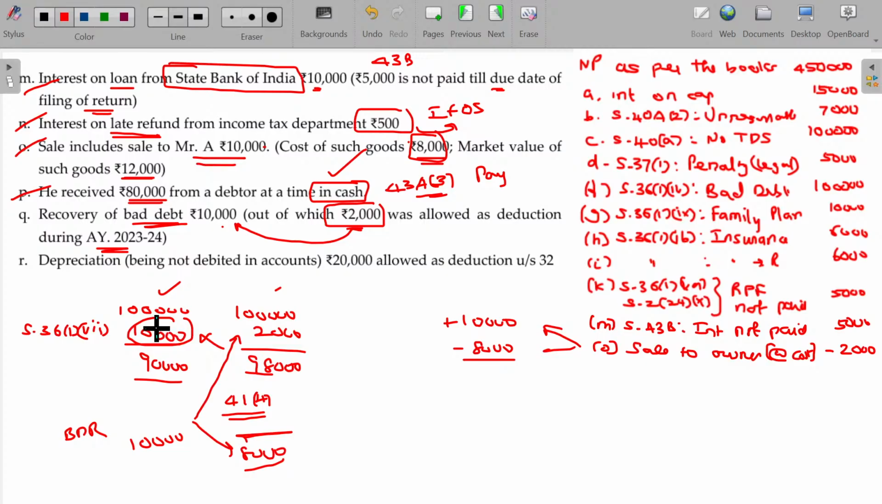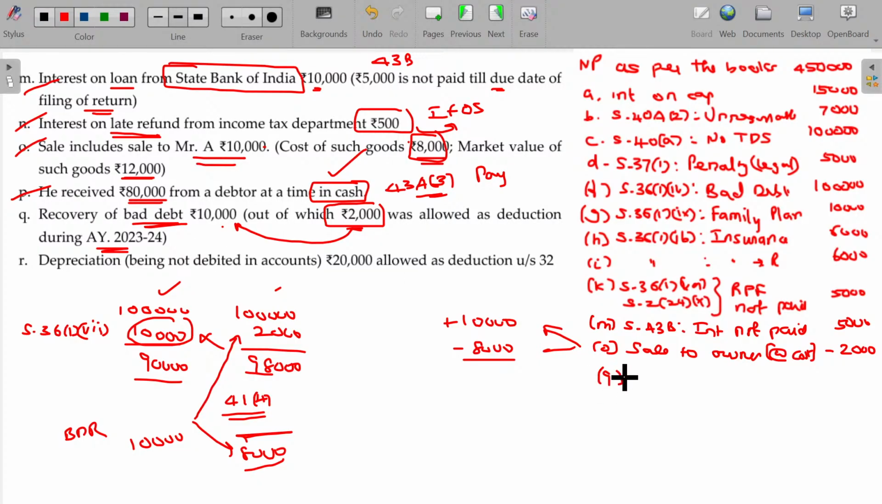When you debit this bad debt in your P&L account, on recovery it will be an income of 10,000 rupees, though you claimed the bad debt, but the income tax department allowed only 2,000 to be debited. Later on, all the 10,000 was recovered, as per our calculation. But for income tax purposes, only 2,000 will be considered. So this will be deemed income.